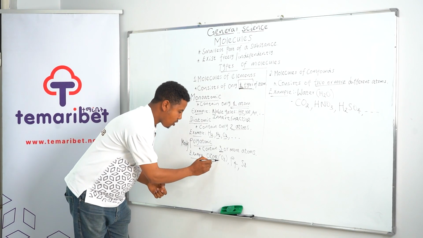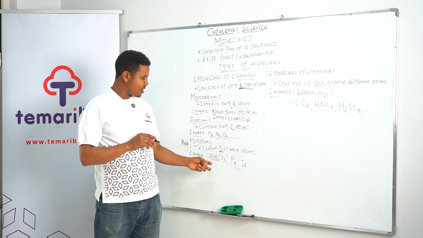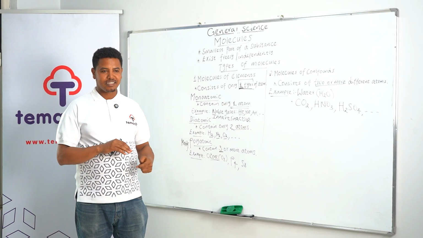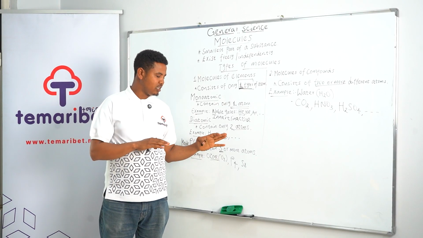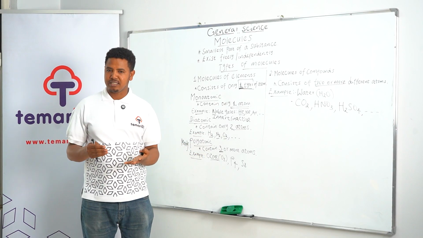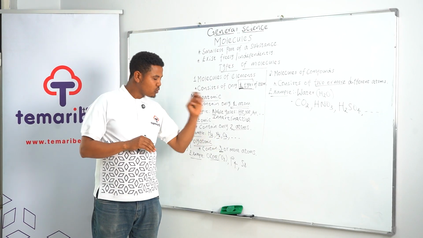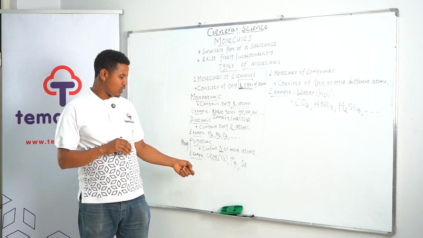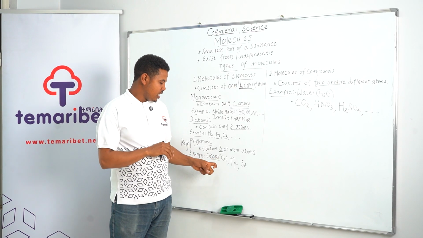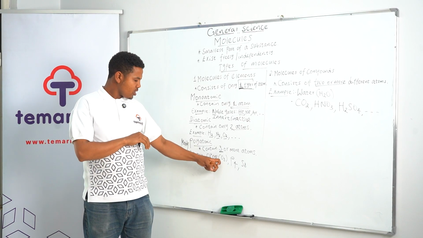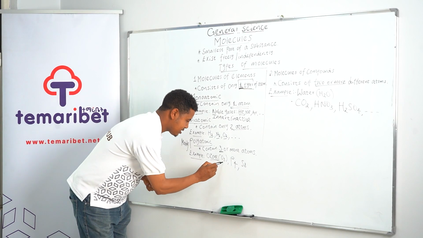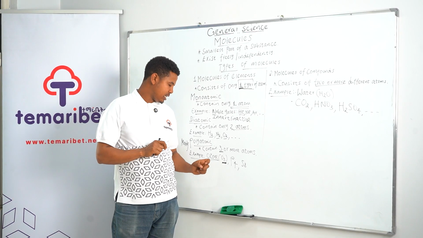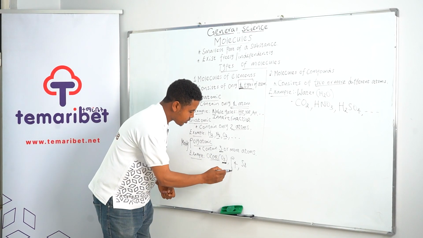Okay, for example here, ozone. Ozone is also a molecule of oxygen, but their basic difference is that the oxygen that we breathe contains 2 atoms, but the ozone, which is one of the layers of the atmosphere, contains 3 atoms. The subscript 3 here shows you that ozone contains 3 atoms.